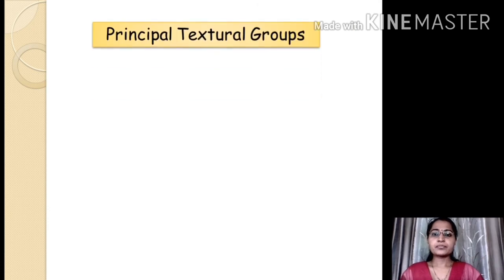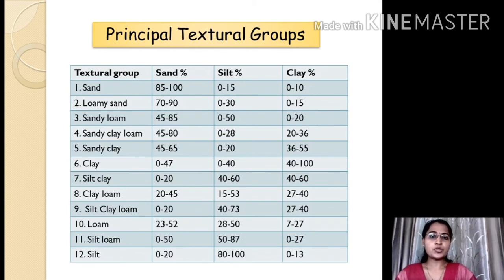Now see the principal textural groups. There are a total of 12 principal groups of soil depending on their texture. Here the textural groups 1 to 12 are given, with their percentage of sand, silt and clay. Now we see some of these. If you focus on the first textural group, that is sand, sand soil contains the maximum amount of sand, 85 to 100 percent, while a very small amount of silt and clay.